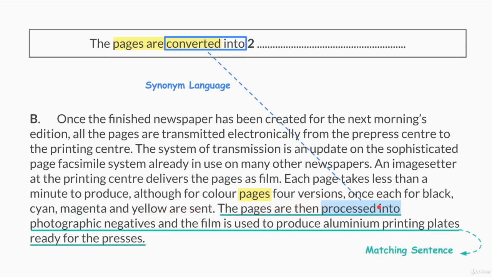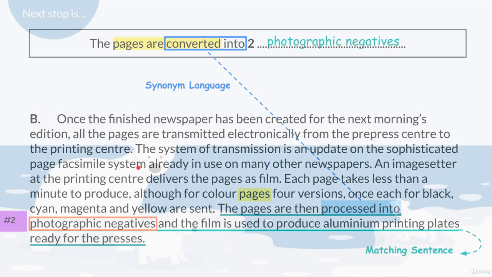So this is going to be my matching sentence. Let us read this sentence. It says, the pages are then processed into photographic negatives, and the film is used to produce aluminum printing plates ready for the presses. So what are the pages converted into? Well, they are processed into photographic negatives. So that is going to be our answer. We're going to fill that in right here. And after filling that in, just put the question number next to it so that you can locate the rest of the answers in the question set. So we are now done with this one.